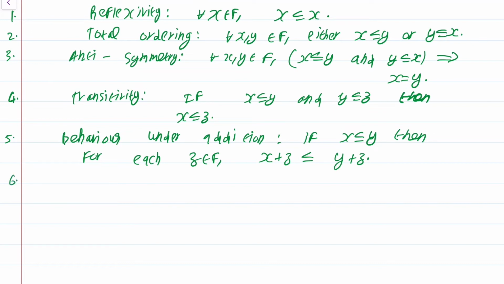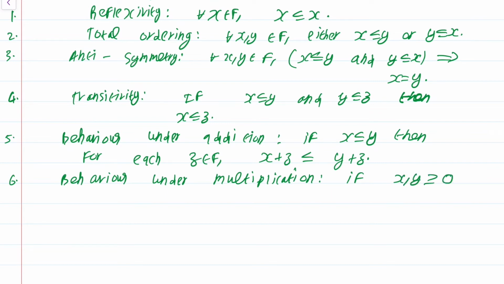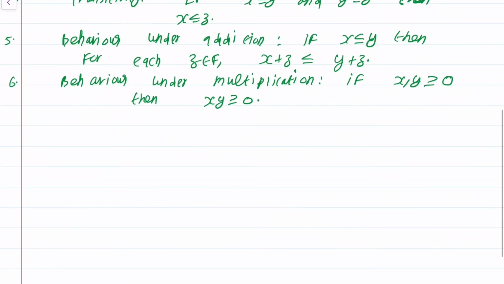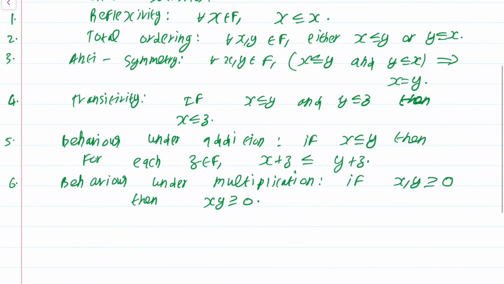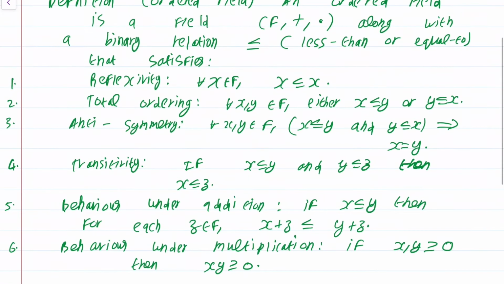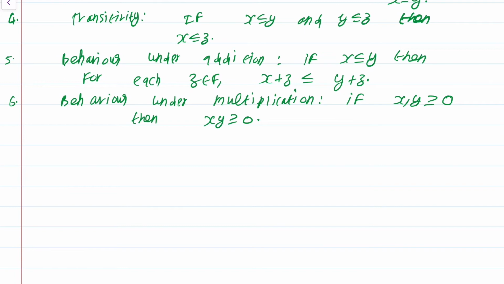Okay. So sixth is behavior under multiplication. And as you can guess, what this is about to say is if x, y are both greater than or equal to 0, recall 0 was our notation for the additive identity, then the product is also greater than or equal to 0. Okay. So this characterizes the properties of an ordered field. These are the 6 axioms that we have in addition to the axioms that we listed about the field properties.